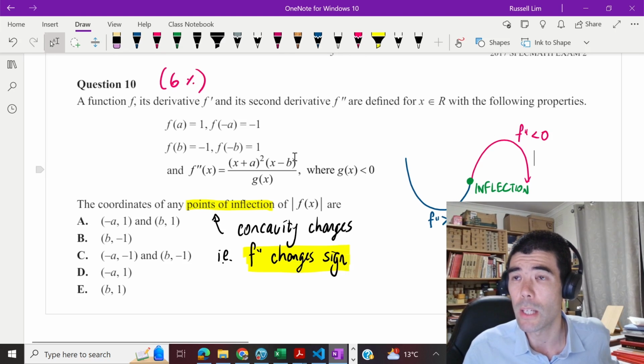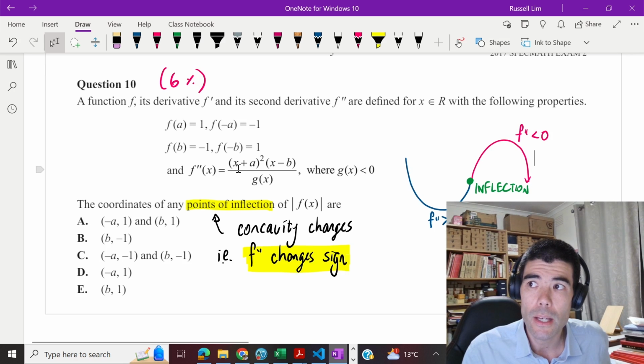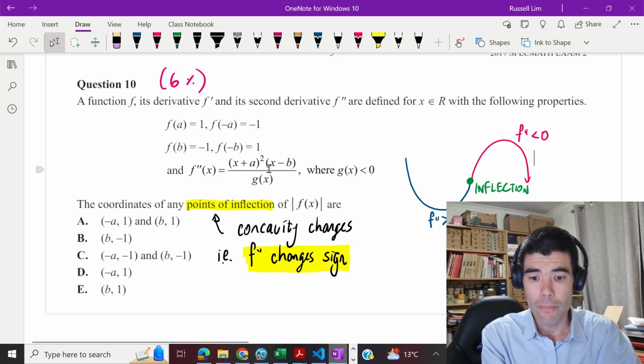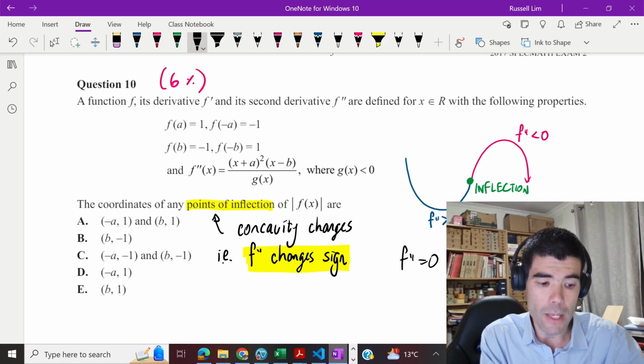Let's have a look at the information we have. We have this function for the second derivative. Well, it's defined in terms of another function, g of x, where we're told g of x is less than 0. But we can easily identify when this function is going to be 0. It's going to be 0 when x is equal to negative a or x is equal to b.